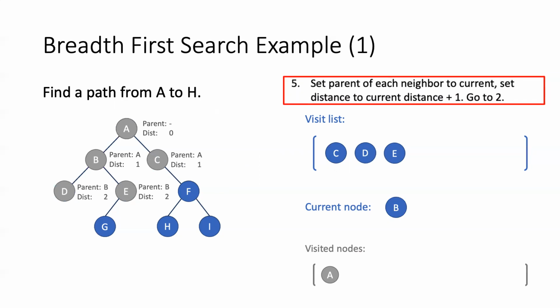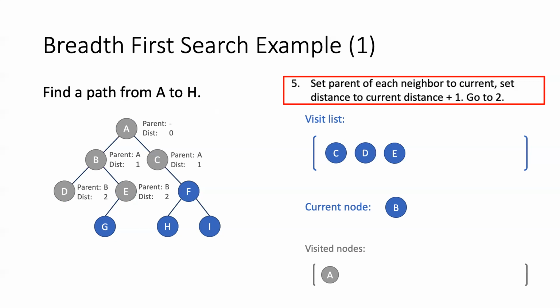Because node B is the current element, we can set the parent of each of those nodes, D and E, to route through element B. That's going to be the parent. And then we're going to update the distance. We know that B, which is the parent, has distance 1 from the start. Now its neighbors are going to be 1 more away from the start if we route through B, so they're going to take on distance 2.